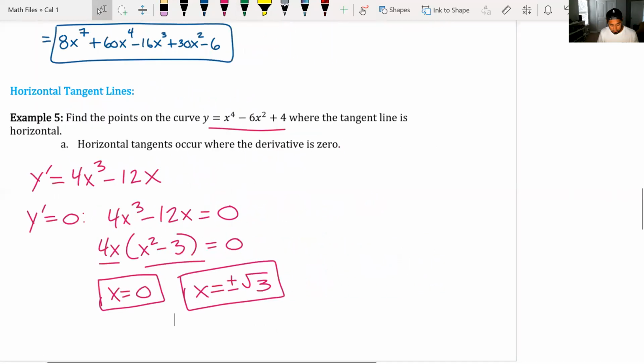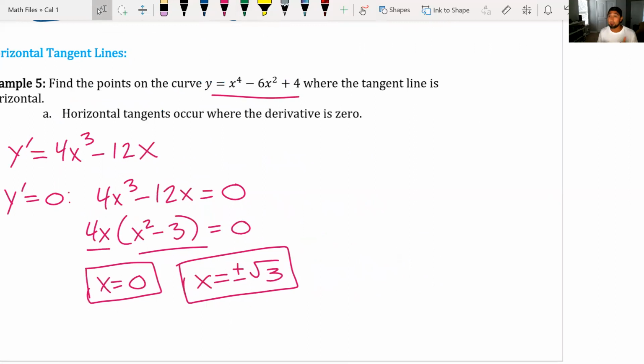Okay, so this is almost done because it says find the points, right? Find the points. So the next step is to take these x values and plug them back into the original function. The original function. So that's what we're going to do. Find the points. So take them, plug them back into the original function.